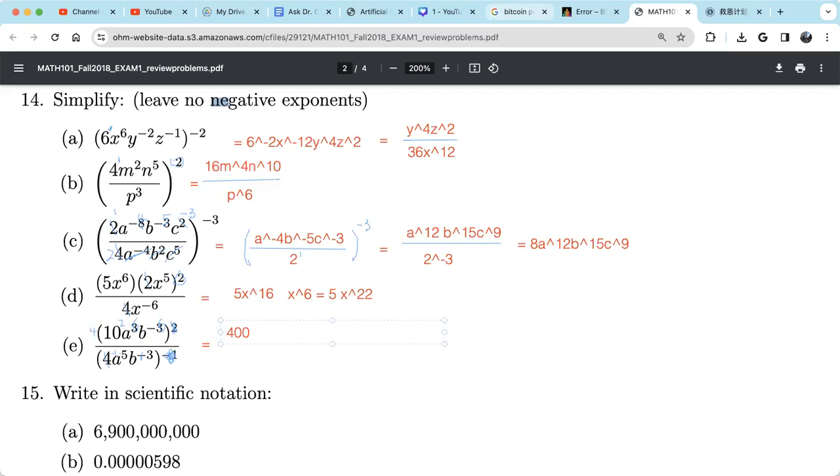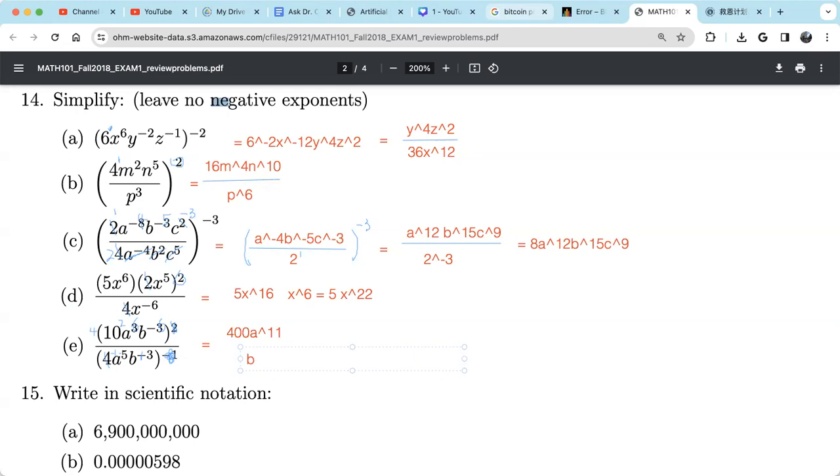Then let's see a term. We have a raised by 6. But in the denominator, we have a raised by -5. 6 minus -5 becomes 6 plus 5. That's a raised by 11. Right? And in the denominator, the numerator will have b raised by -6. So we'll move down to the denominator. Denominator will have b raised by 3.